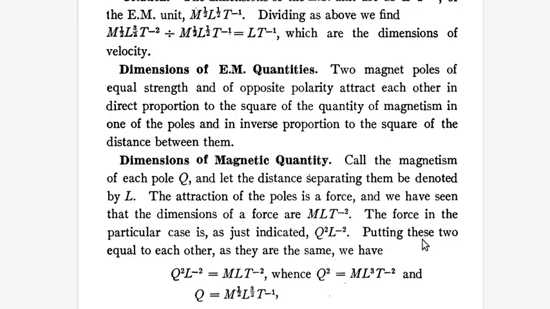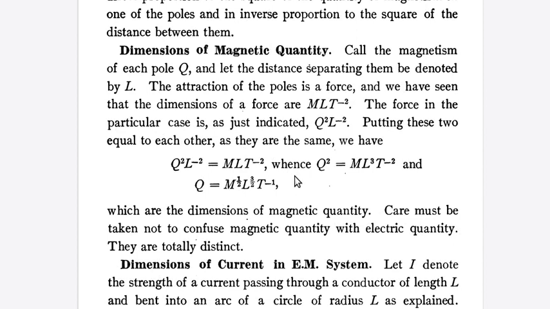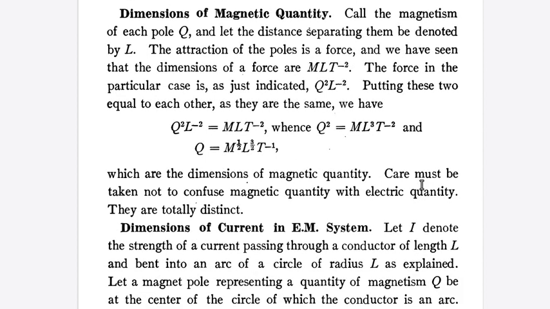Dimensions of magnetic quantity. Let the quantity of magnetism in each pole be represented by Q, and let the distance between the poles be L. The attraction between the poles is a force, and the dimensions of force are mass multiplied by length multiplied by time raised to the power of -2. For this specific case, force is proportional to Q squared divided by L squared. Equating these expressions, we write the quantity of magnetism squared multiplied by the reciprocal of length squared equals mass multiplied by length multiplied by time raised to the power of -2.